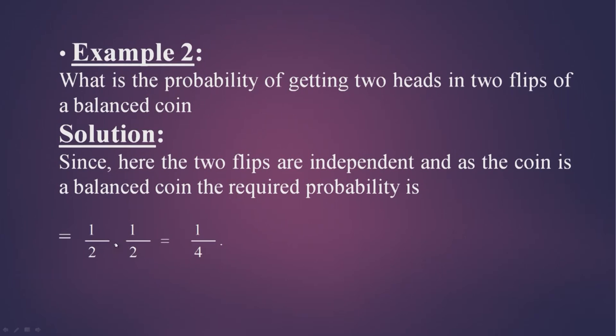So, this is the probability that the first flip will give a head into the probability that the next one is head, that is also half. So, that is why the probability of two heads will be half into half, and that will be 1 by 4 because they are independent.